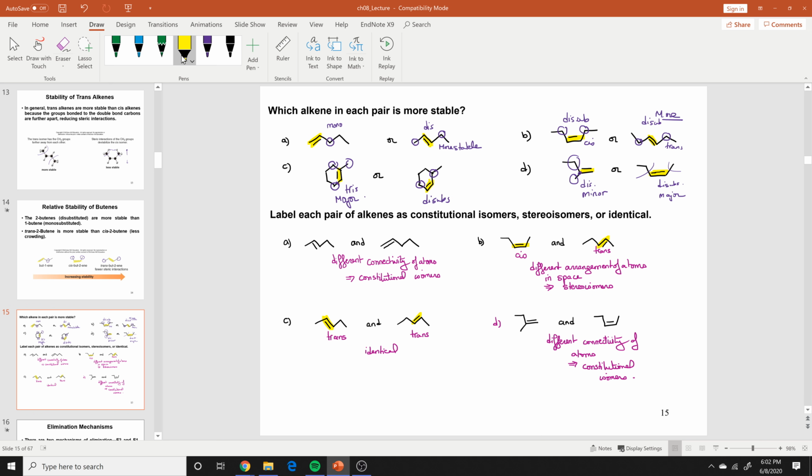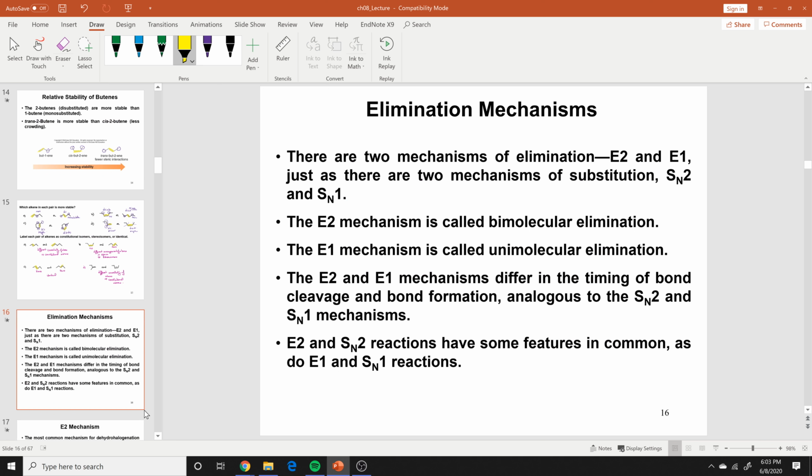Coming to A over here, you do have your alkene. These two are going to have different connectivity of atoms. They have the same molecular formula though, but different connectivity of atoms, so they are constitutional isomers. Same thing over here. You can see that their molecular formulas are the same, but the connectivity of atoms is different, leading to a different structure. So we're going to call those again constitutional isomers.